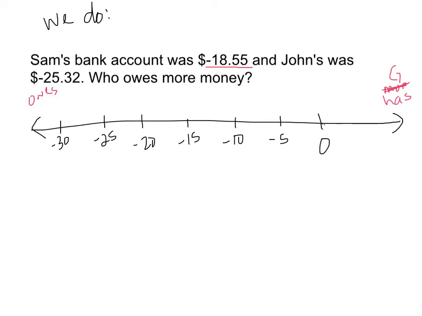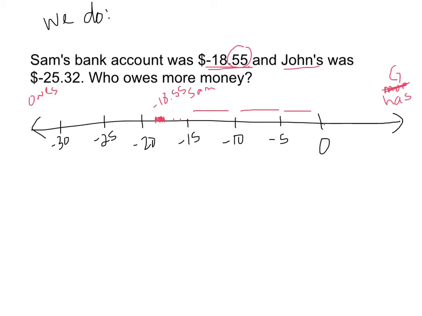So on this one, negative 18.55 for Sam's bank account, we would go 5, 10, 15, they're in 5s, so 16, 17, 18. And then between 18 and 19, it's about halfway in between, 55 out of 100. So your negative 18.55 is there. That's Sam.